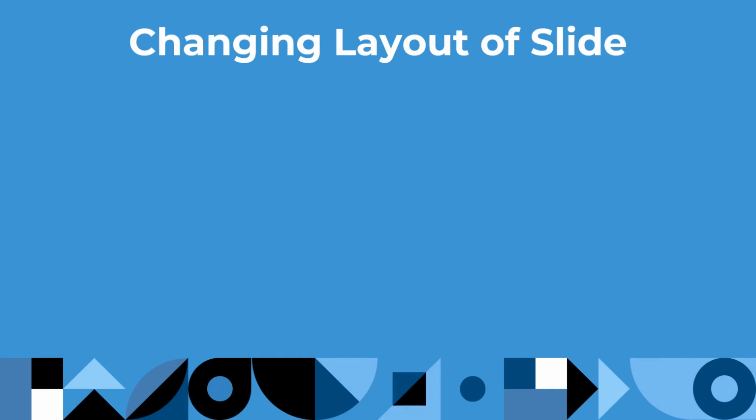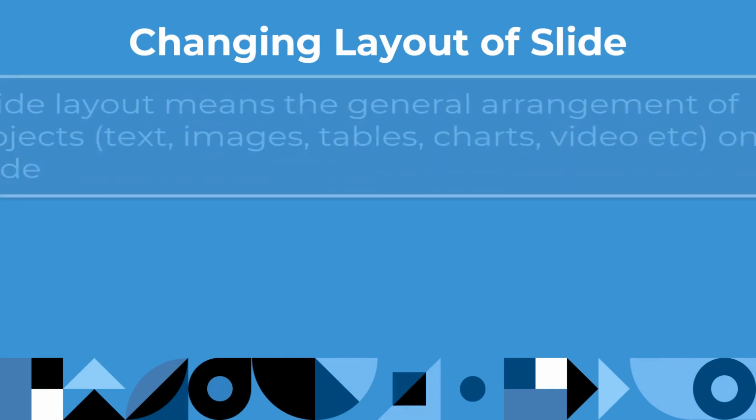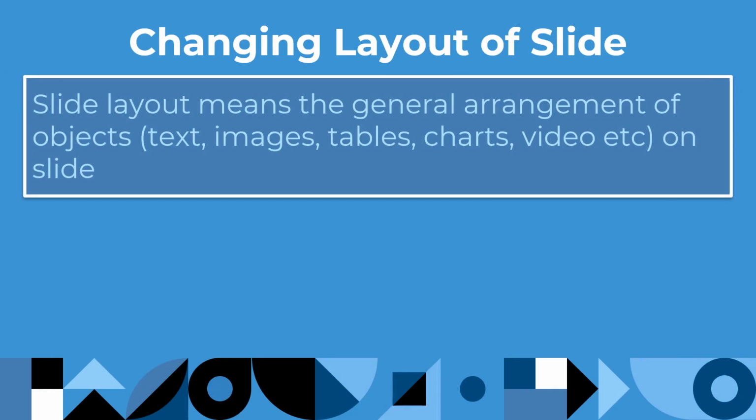Next is changing the layout of the slide. What is layout? Slide layout means the general arrangement of objects on the slide. The various objects can be text, images, tables, charts, videos, etc. How we arrange our various objects on a slide, where we place them, that is called the layout. By default, few layouts are given to you, and you can use those layouts, and later on you can make changes to them. Or you can also insert a blank slide and arrange your own objects on the slide as you want. That means slide layout is the arrangement of objects on a slide.